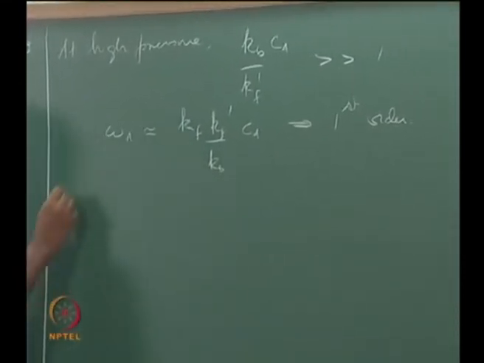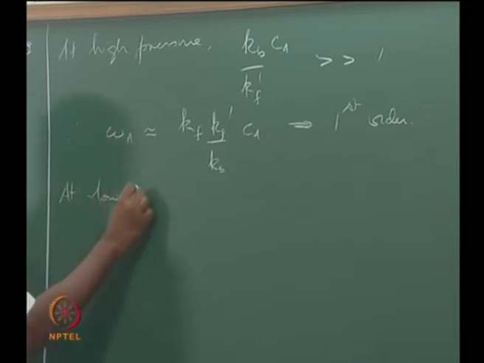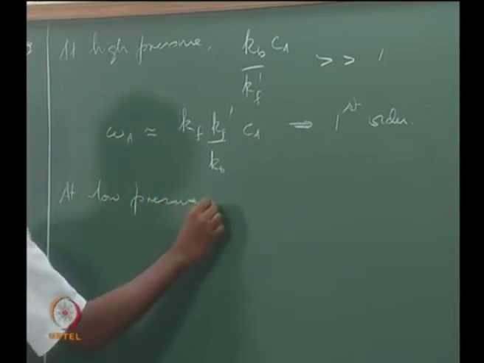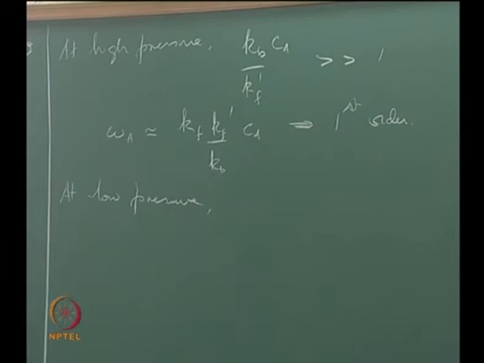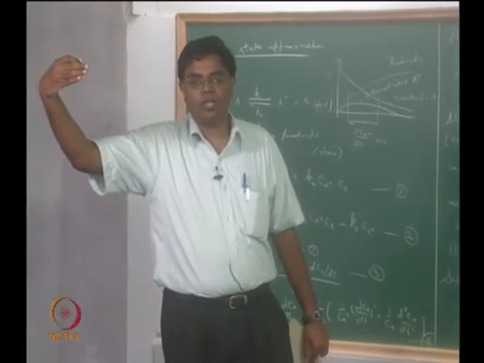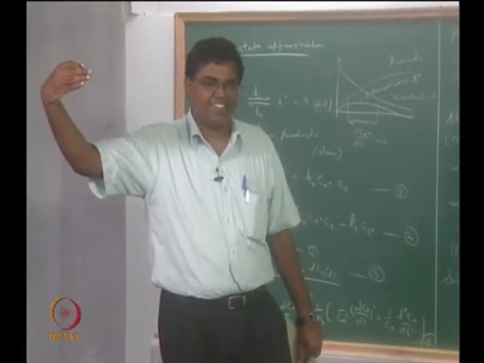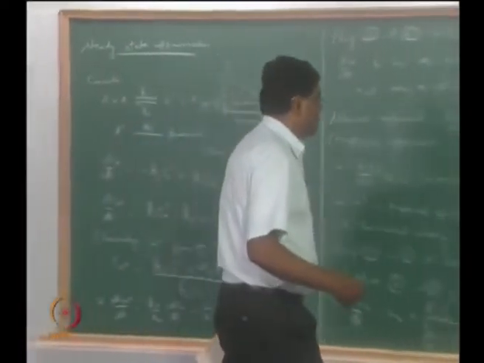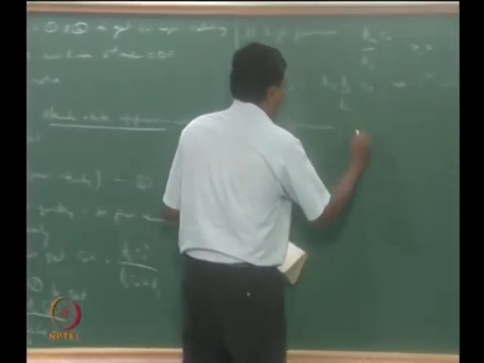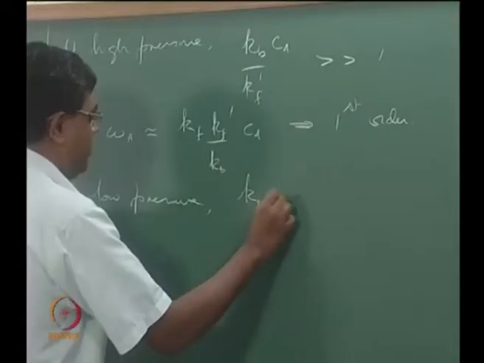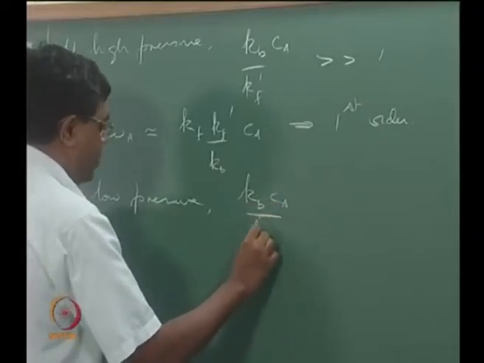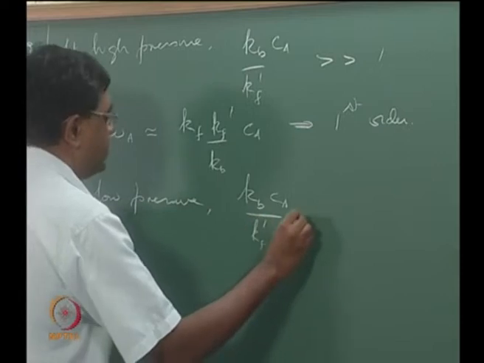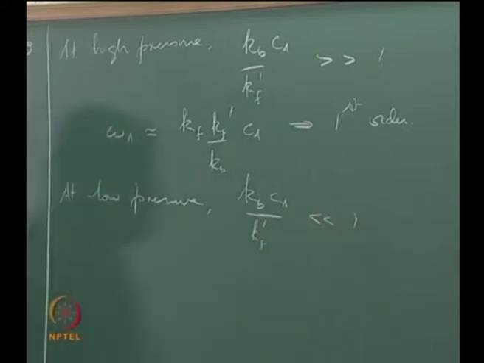At low pressure, when the pressure is low, the square of the pressure will be lower than the pressure raised to 1. That's what is meant by low. So when you now say at low pressure, you have the other situation, which is Kb Ca over Kf prime is much less than 1.